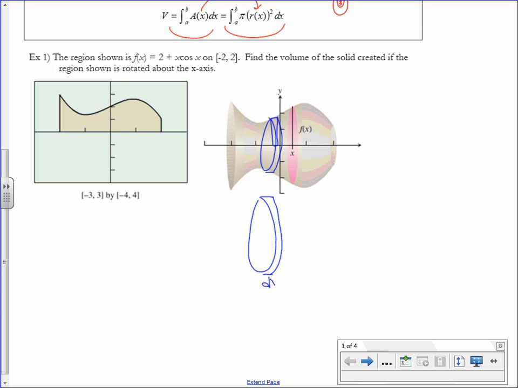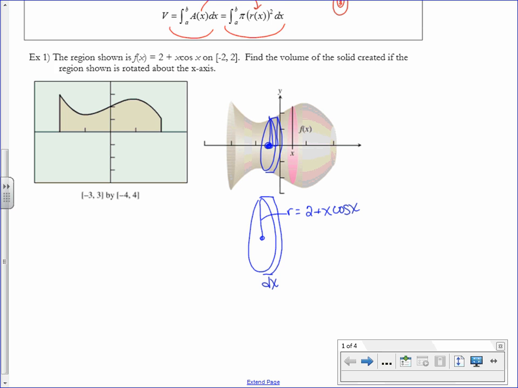The width of that disk is dx no matter what. The height of that disk is my radius, and my radius goes from the x-axis to the curve. So my radius has a value that's just the equation of the curve.